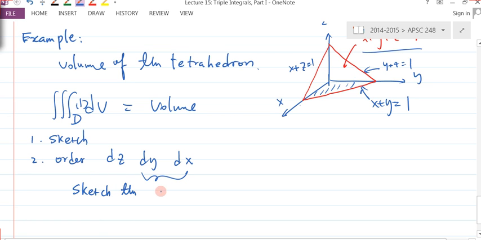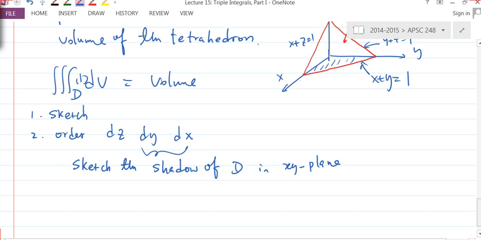Okay, so sketch the shadow of D in the xy plane. Because that shadow, or the projection in the xy plane, will give you the x and y limits, or the y and x limits, for the integral. Okay. So then the third step is to determine the limits.